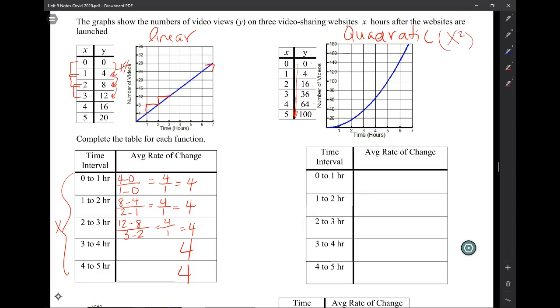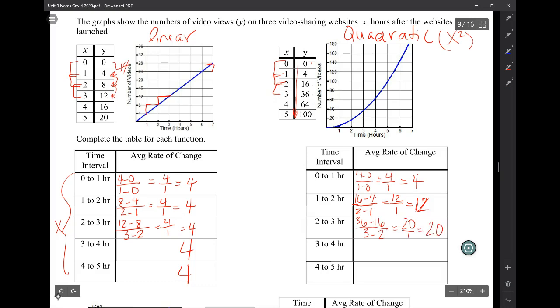All right, so from 0 to 1, my slope is 4 minus 0 over 1 minus 0. My average rate of change is the same, but it's going to start changing now. 16 minus 4, y2 minus y1, over x2 minus x1. There you go. All right, my average rate of change changed. It's now 12. From 2 to 3, so 36 minus 16 over 3 minus 2. That's 20 over 1, so my average rate of change is 20.